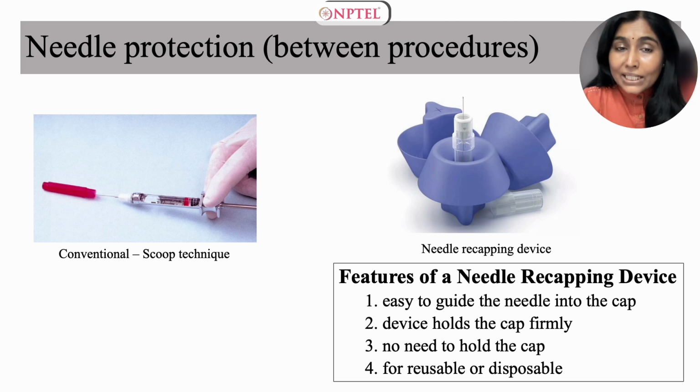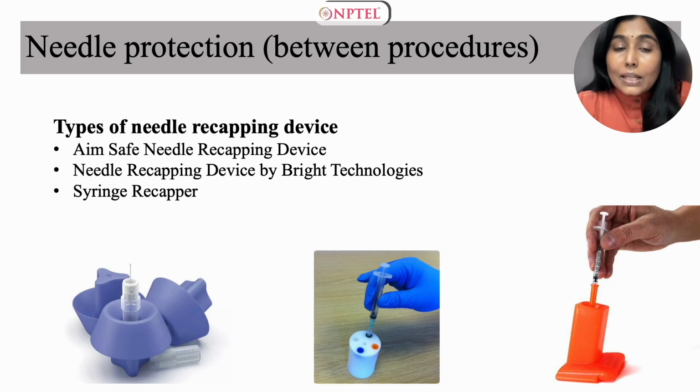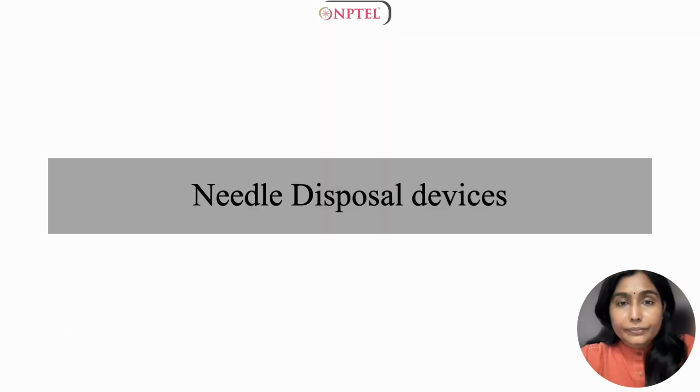Numerous designs for needle protection between procedures are available. So to choose them, these are the features that you need to look for. It should be easy to guide the needle into the cap. The device must hold the cap firmly. There should be no need to hold the cap. Also, it should be usable with reusable or disposable syringes. These are the various designs available in the market. Choose your design according to your convenience.